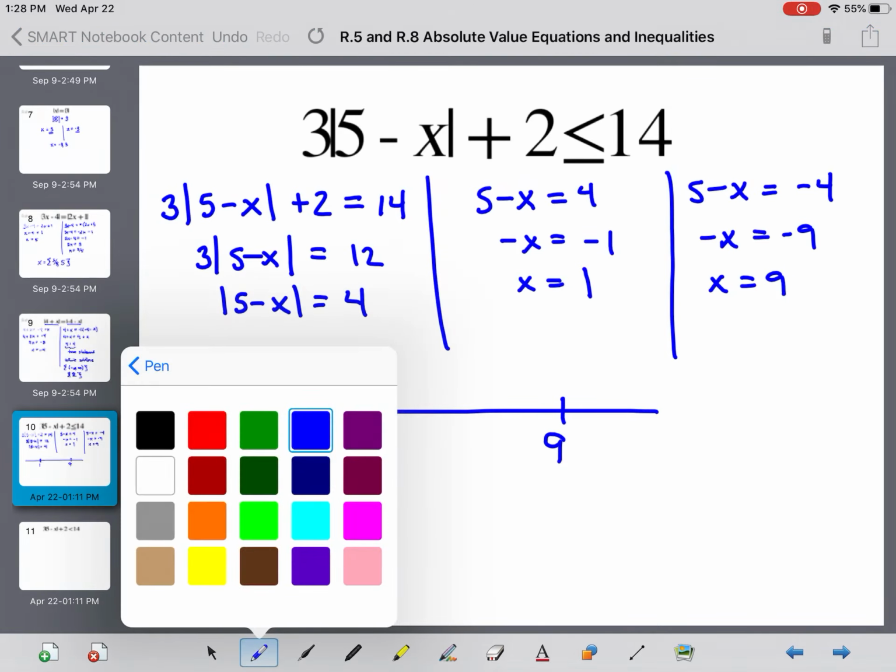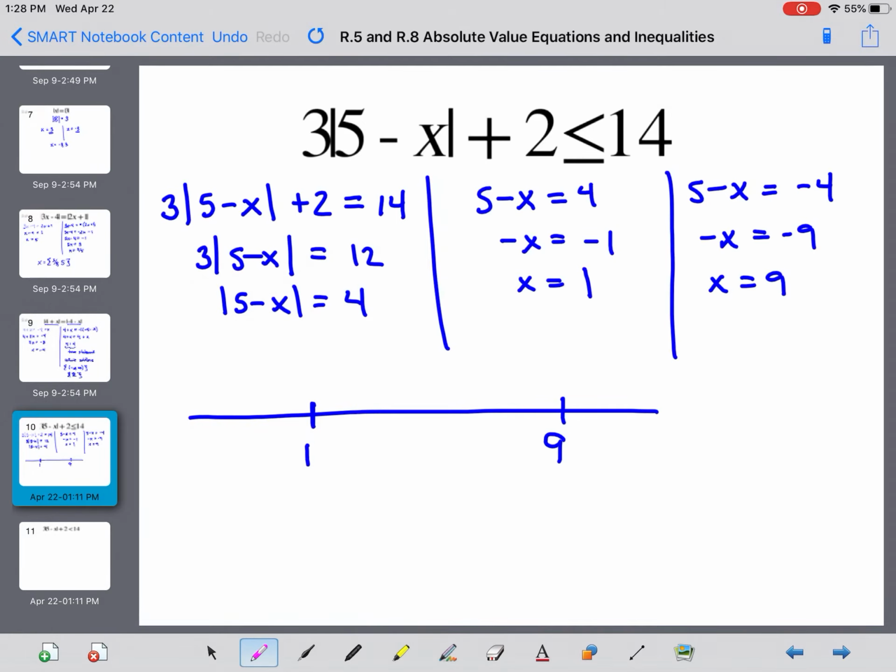So 1 and 9. Now, the idea behind interval testing, we talked about this a few lessons ago. Interval testing is I have actually 3 intervals now. I have stuff that's going to be numbers to the left of 1. I have numbers between 1 and 9, and then I have numbers that are greater than 9. So you can see on this number line, I have these 3 separate intervals.